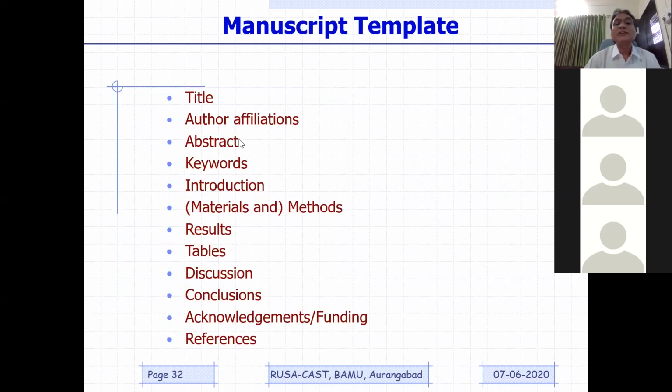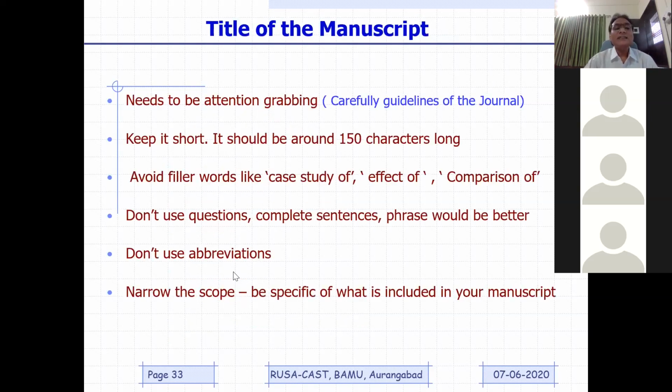Now this is the actual manuscript template. This is how the manuscript should be formulated. You should start with the title, authors and author affiliations, abstract, keywords, introduction, materials and methods, results, tables, discussion. Sometimes results and discussion can be together. Then conclusions, acknowledgement, and bibliography. Let us start with titles.